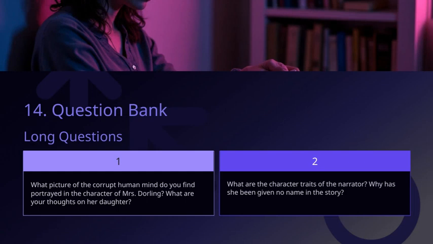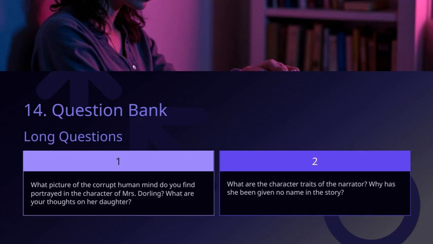Let's take a closer look at the character traits of the narrator. Throughout the story, she comes across as observant and reflective, yet also somewhat passive and possibly resigned. Her lack of a name is significant. It suggests that she represents a more universal or anonymous perspective, allowing us to focus on her insights rather than her individual identity. This anonymity invites us to think about how many people might experience similar feelings or situations without ever becoming specifically identified.